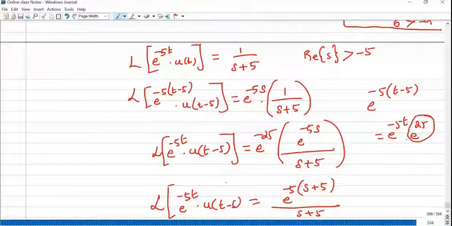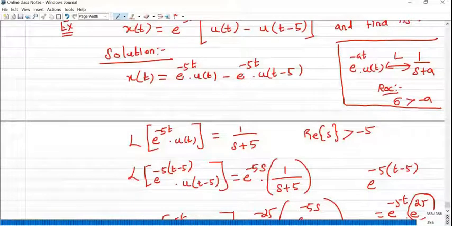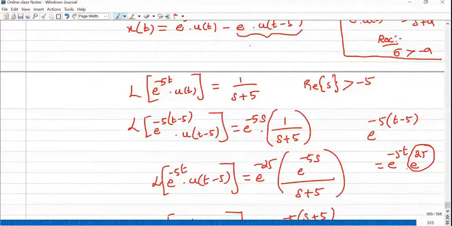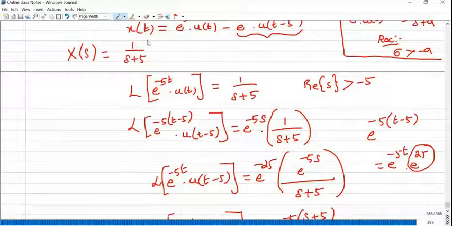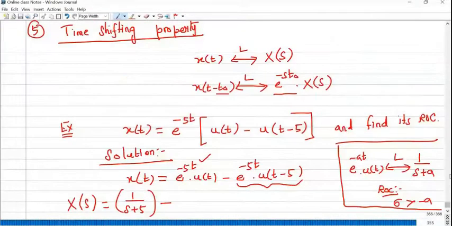Now combine the two answers. X of t equals e power minus 5t u(t) minus e power minus 5t u of t minus 5. The Laplace transform of the first term we have calculated, and the Laplace transform of the second term we have done separately. Now if you combine these two answers, you will get your final result. What is the final result? X of s equals 1 divided by s plus 5 minus e power minus 5 (s plus 5) divided by s plus 5.